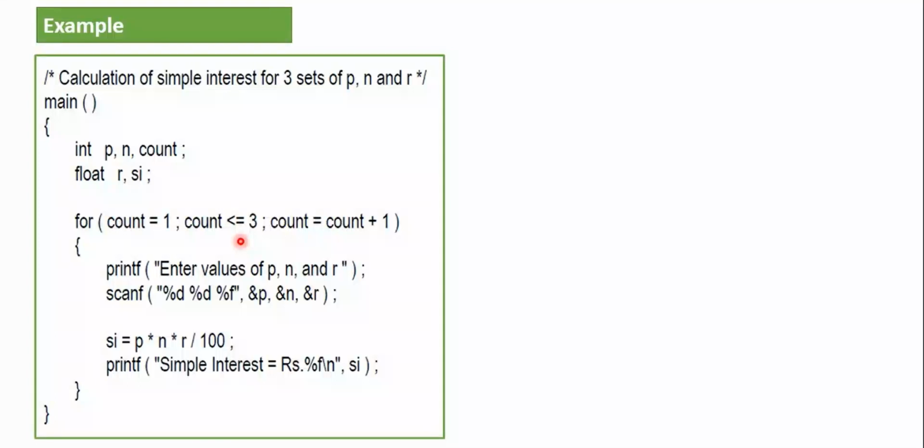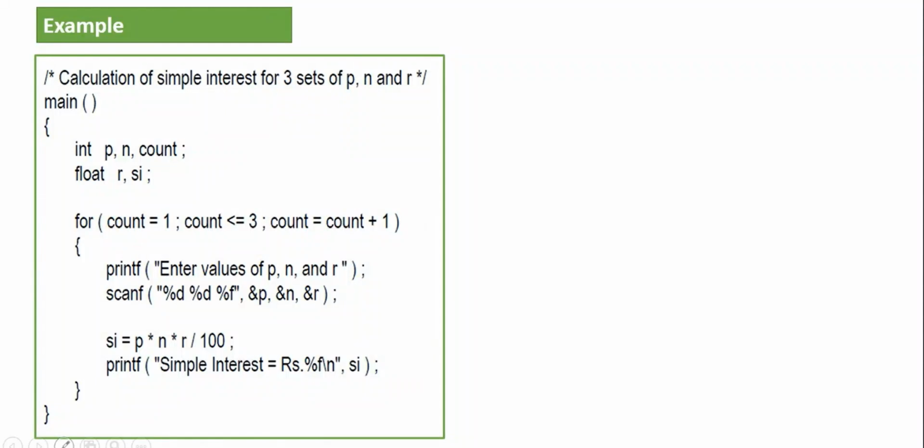So if it is true, then again this body will be executed, and after the execution it will increment to 3. So 3 is again equal to 3, so it will again execute the same body of the loop and again go to the count variable. When incrementing count again, it will become 4, and this condition returns false. 4 is not less than or equal to 3. So as soon as this test condition returns false, the loop will be exited.